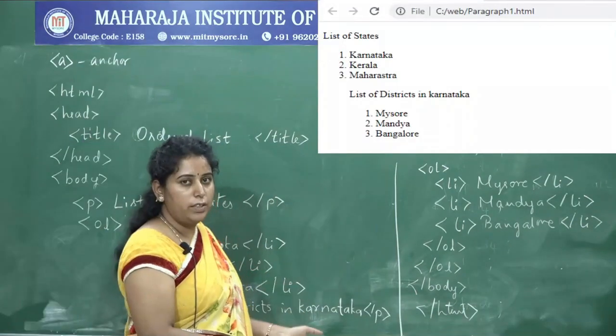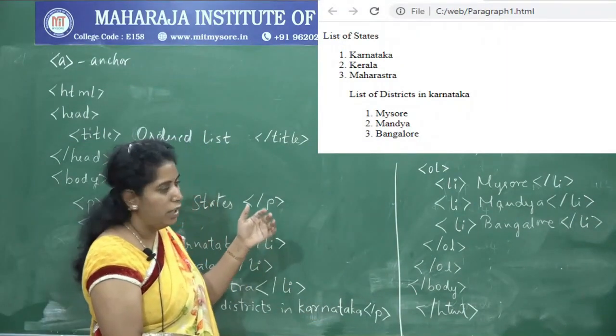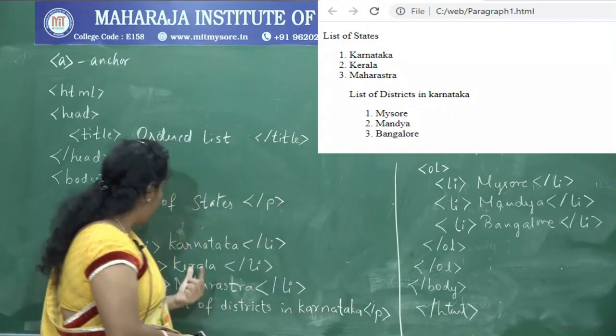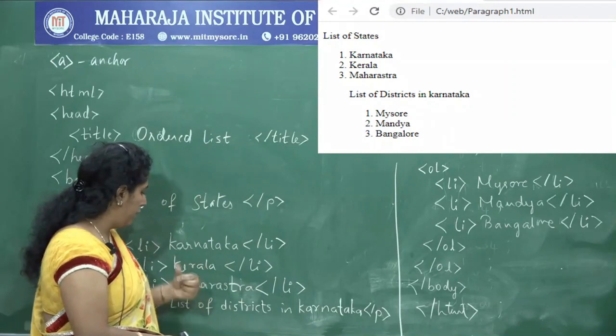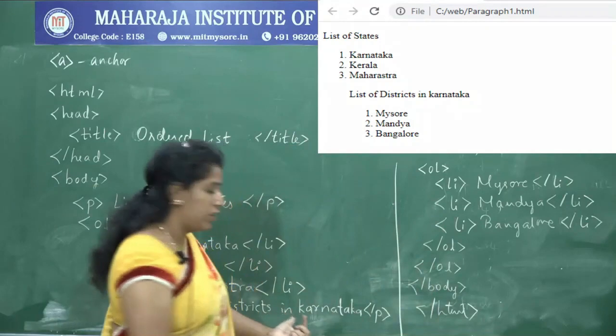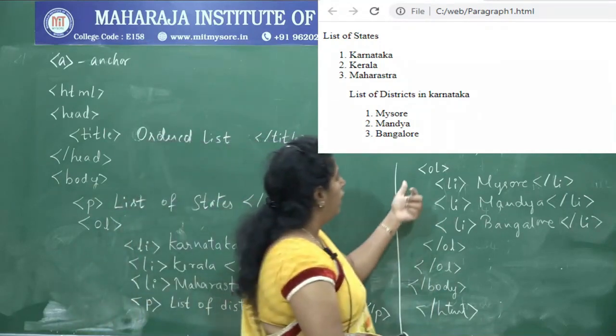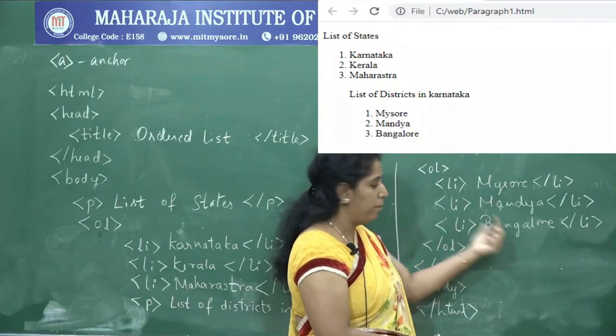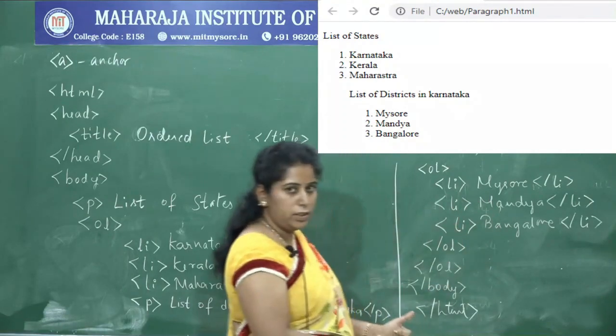So finally once you run this program, you can notice the output, how it has been printed. 1 Karnataka, 2 Kerala, 3 Maharashtra, and under that I am printing the message list of districts in Karnataka. Likewise, first one Mysore, second one Mandya, third one Bangalore. Finally, I have closed the list.